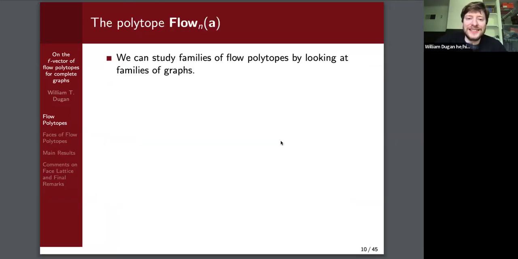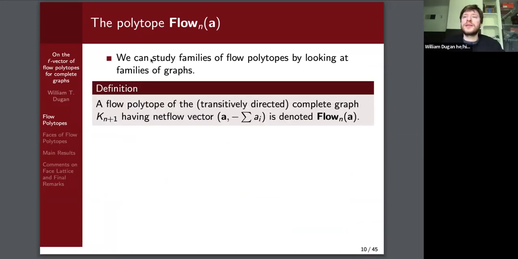All right. Great. So one of the ways that we tend to study flow polytopes is we study whole families of flow polytopes at once, based on families of known graphs. So for example, what are some graphs we know? Well, one of the first graphs we might think of is the complete graph, and that's what this talk is going to be about. So in the literature, the family of flow polytopes coming from the complete graph is denoted by flow_n(a).